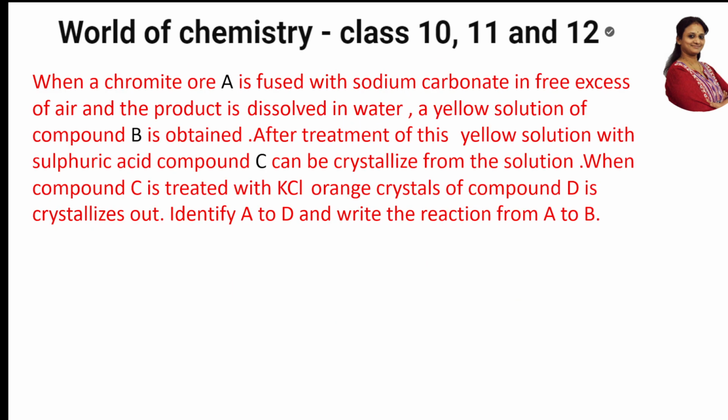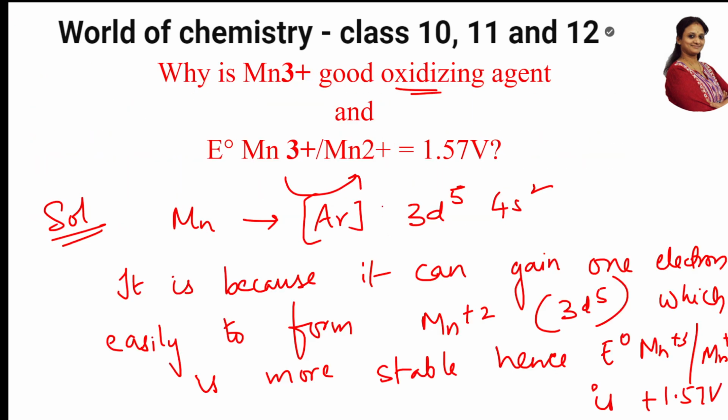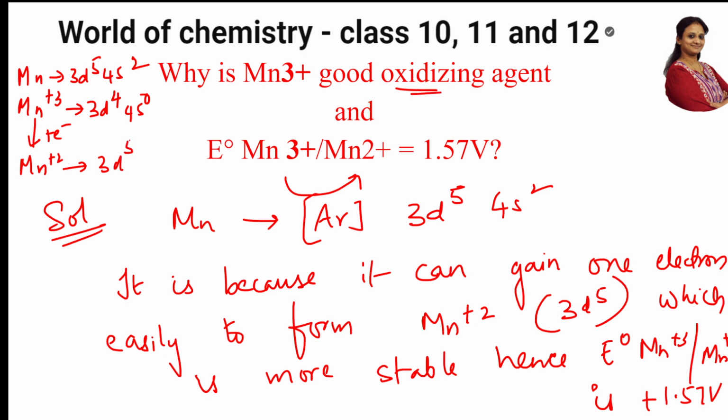Before I go to the next question, I'll explain this. See here, what was the Mn configuration? It is 3d5 4s2, correct? I'm writing here, Mn is 3d5 4s2. Argon I took out, students, for your convenience, because space is less. Now Mn3+ is 3d4, 4s0. What is this Mn3+ doing? It is gaining 1 electron to become Mn2+. What will happen to the configuration? It is 3d5. You only see the stable configuration. That's why it is an oxidizing agent, gaining electrons.